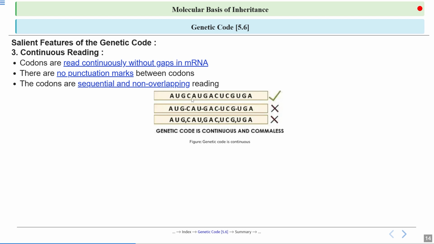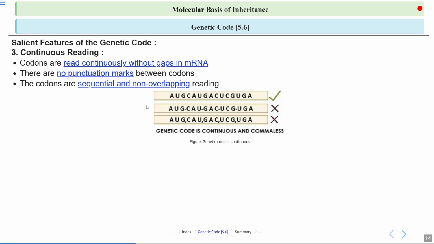This is an mRNA. How will we read the codons? It will be AUG. This is the start codon, which we are going to talk about more in upcoming slides. AUG, one codon, CAU, GAC, UCG, and UGA. This is how we read the codons. We read continuously. We don't give any gap in the mRNA. There is no overlapping. It is not that we say AUG and then UGC. No, it is AUG, one codon. Then we read CAU, the second codon. It will be like this.